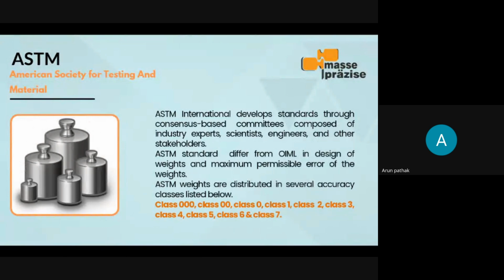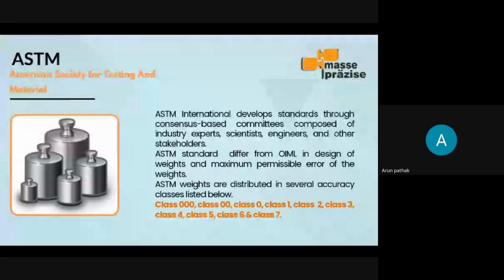ASTM is a little bit different from OIML; there is a little difference between ASTM weights and OIML weights. As you can see in the image, these represent the ASTM weights. Weights are different in design and also in their maximum permissible errors. ASTM weights are differentiated in classes like class 000, class 00, class 0, and then class 1, 2, 3, 4, 5 up to 7. Class 000 being the most precise and class 7 being the least precise.